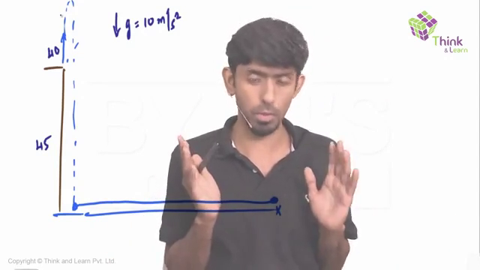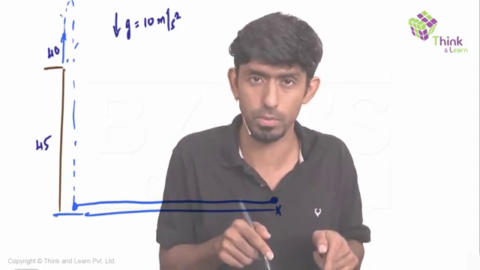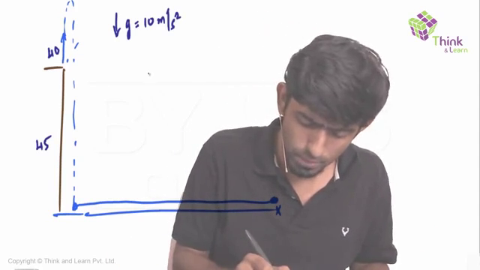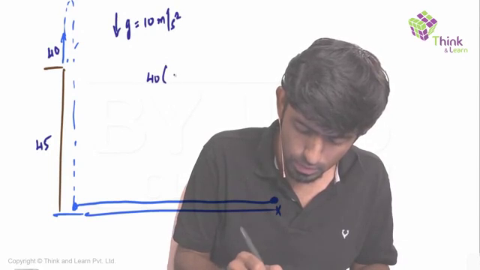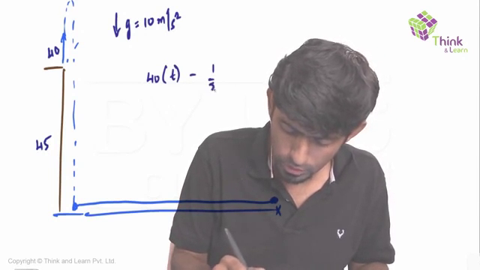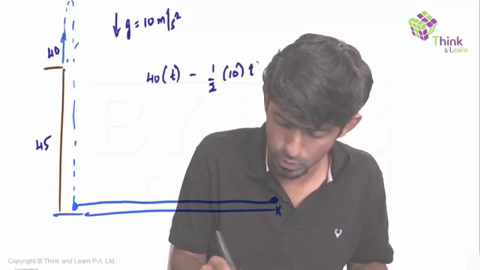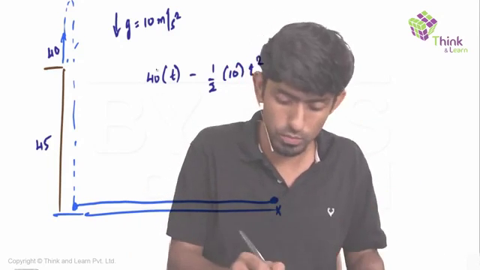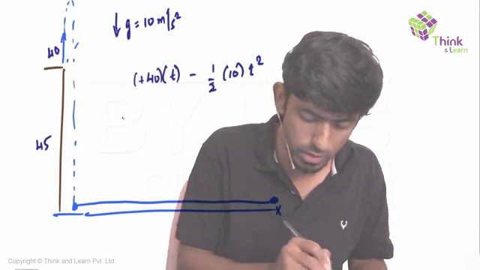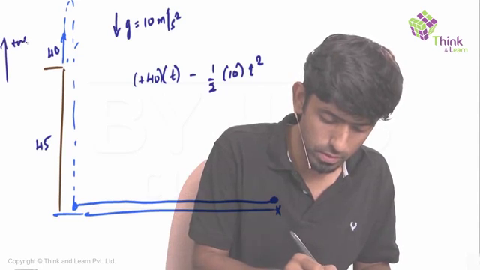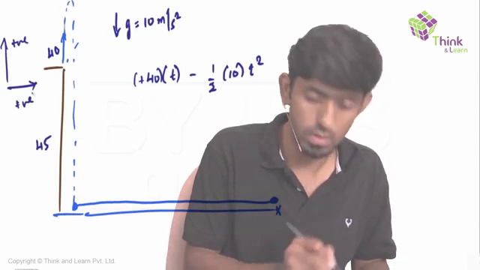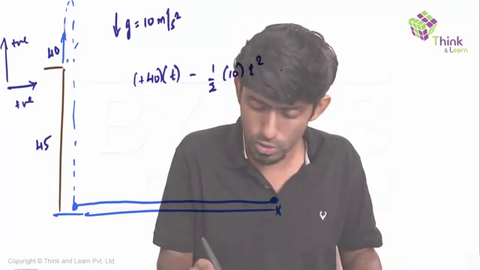Have I drawn a projectile problem diagram here? No, I've drawn a 1D motion diagram because it is a 1D motion problem. So I have 40 into my time t minus half into g, which is 10, into t squared. ut minus half gt squared, where u is going to be positive 40 because my convention is up positive and right positive, right? So you have this, it's going to be equal to what?